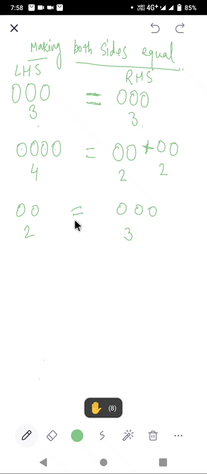So to make both the sides equal, how many do we have to cross out? 1. If we cross out 1 from the right hand side, both sides will be equal, 2 and 2. So to make it equal, we can subtract 1 from 3. So 2 equals 3 minus 1. Both sides are equal now, because 3 minus 1 is also equal to 2, and on the left hand side we have only 2. Let's take another example.